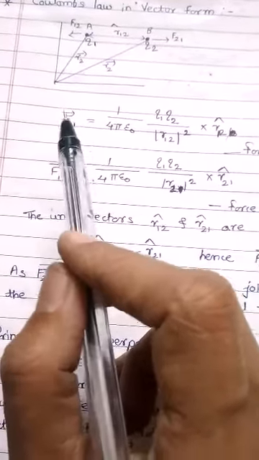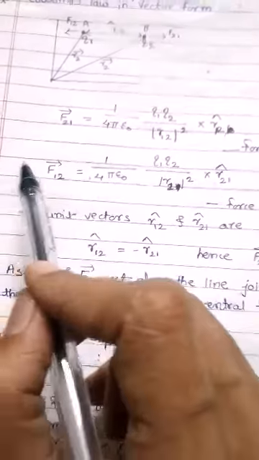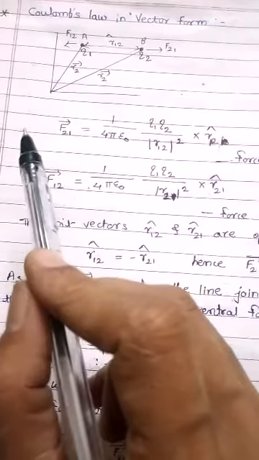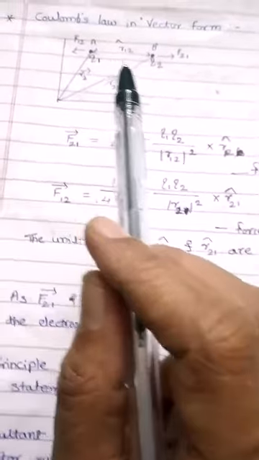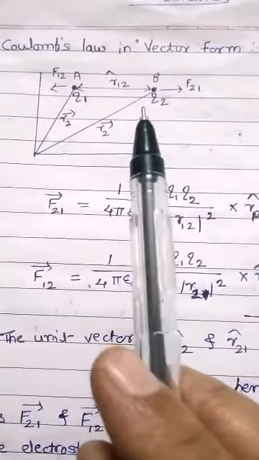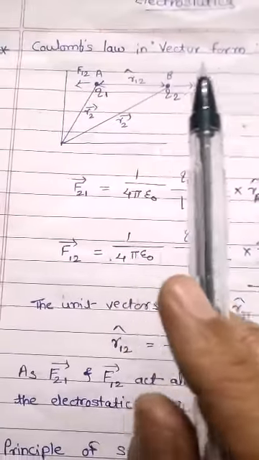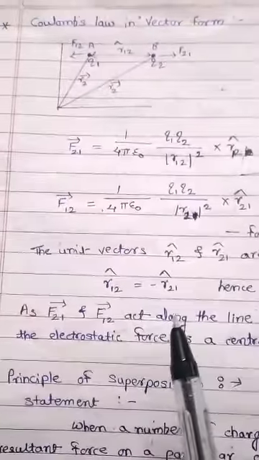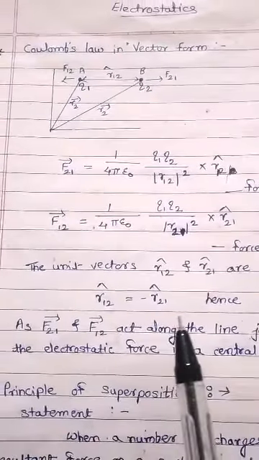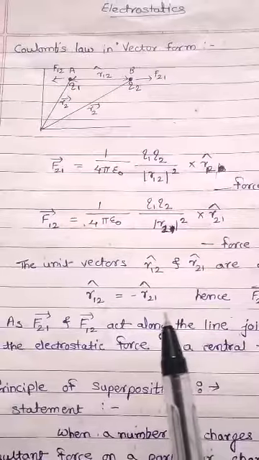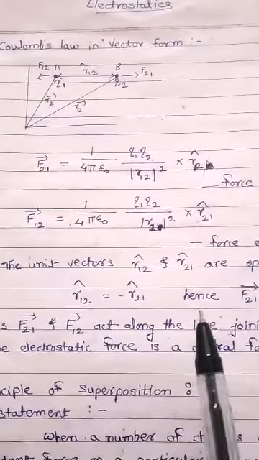As the F12 vector and F21 vector act along the line joining the two charges, the electrostatic force is a central force. So this is Coulomb's law in vector form, and we know that Coulomb's law is the relation between electric force and electric charge.